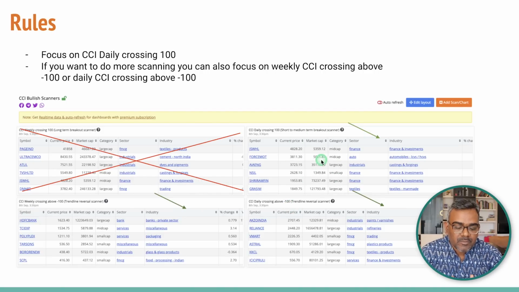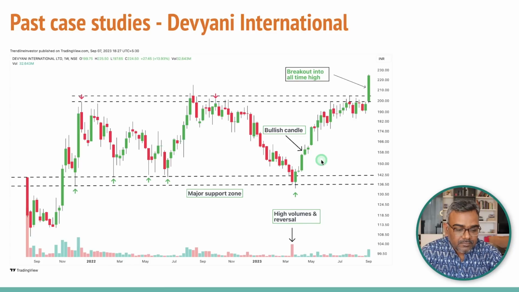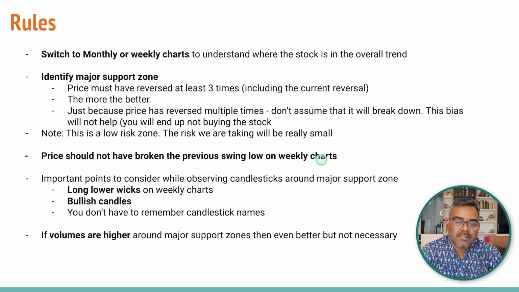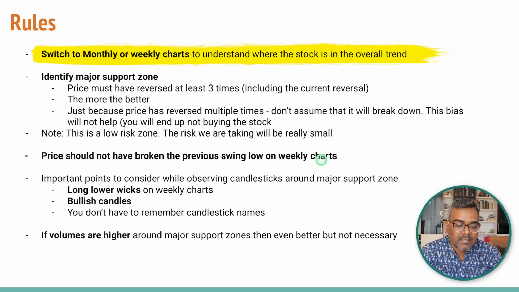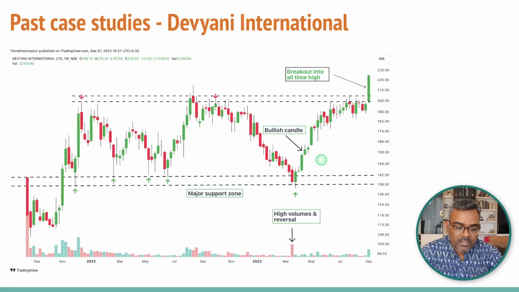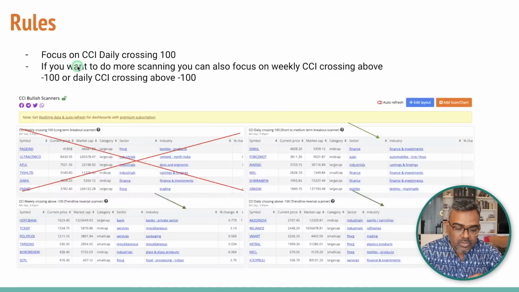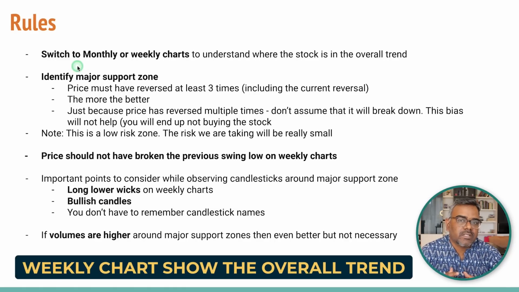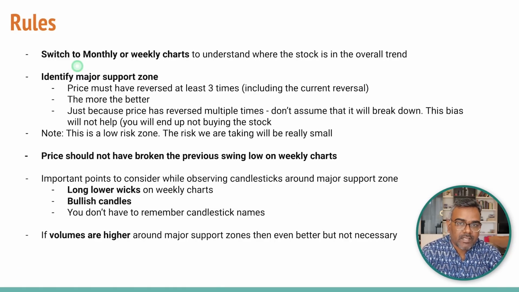Okay. So having said that, let's move on to some rules that you have to know to identify major support zones. And the first rule is switch to monthly or weekly charts. Now, even if you look here, the chart that I posted here is a weekly chart. For me, weekly charts are the most important charts because they show you the overall uptrend in a stock. So please switch to weekly charts or even monthly charts if you want to find an even better zone, right? And that's the most important rule.